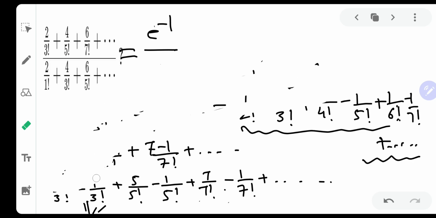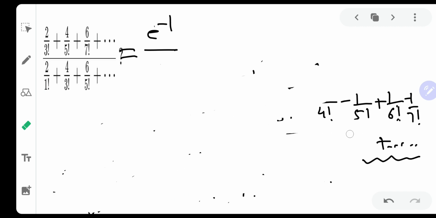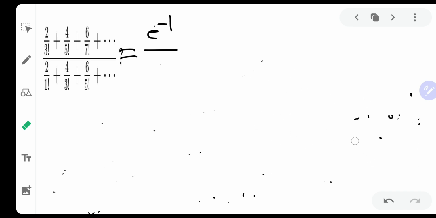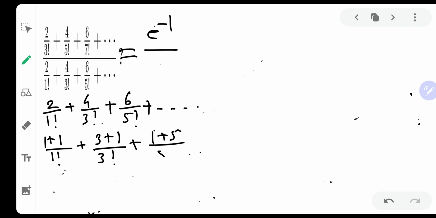Now we need to calculate the denominator. Let me read the denominator to you. The denominator is 2 upon 1 factorial plus 4 upon 3 factorial plus 6 upon 5 factorial, and this process continues till infinity. So you can see the denominator is 1 factorial and the numerator is 2. So what can I do? I can write down the numerator as 1 plus 1. How? Let us see. 2 can be written as 1 plus 1 upon 1 factorial, 4 can be written as 3 plus 1 upon 3 factorial, 6 can be written as 1 plus 5 upon 5 factorial and so on.